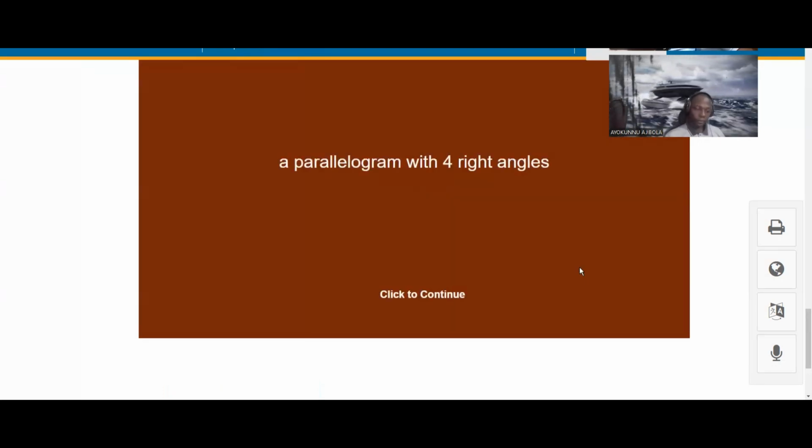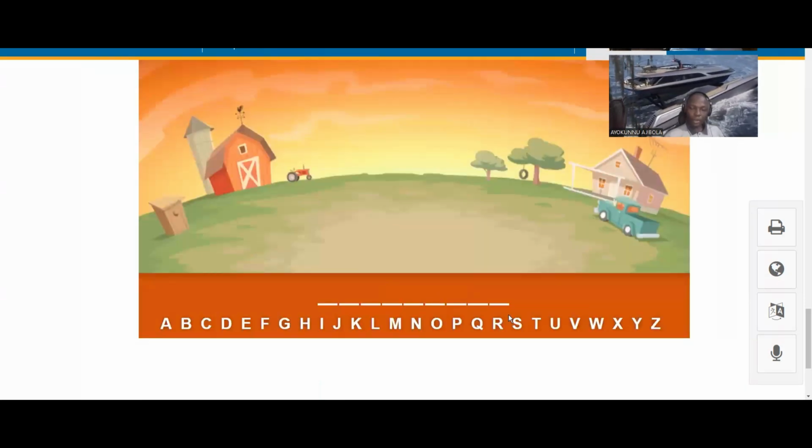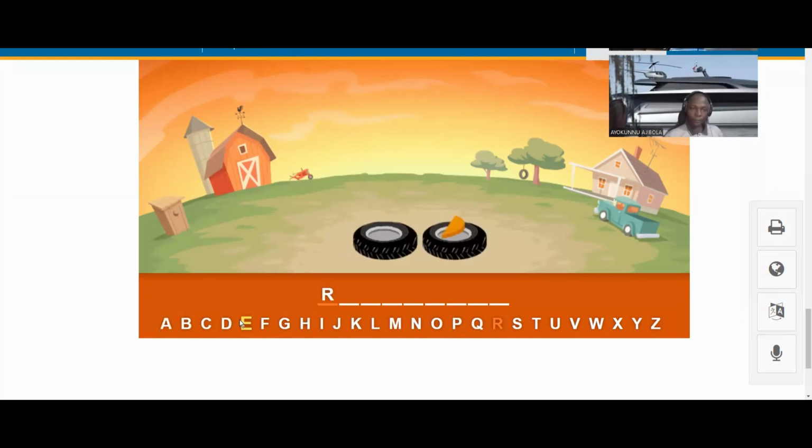Is that clearer? Can you hear me? So a parallelogram with 4 right angles. What's a parallelogram that has 4 right angles? Okay, we can take rectangle, okay?